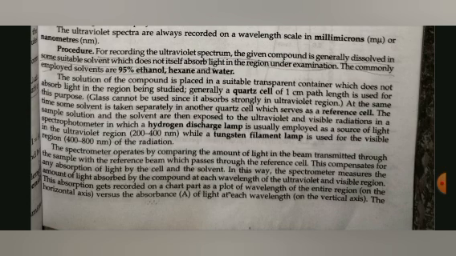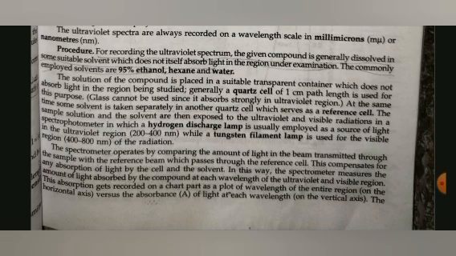The solution of the compound is placed in a suitable transparent container which does not absorb light in the region being studied. Generally, a quartz cell of 1 centimeter path length is used for this purpose. Glass cannot be used since it absorbs strongly in the ultraviolet region. At the same time, some solvent is taken separately in another quartz cell which serves as the reference cell.